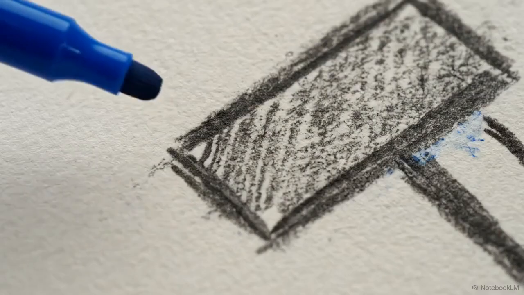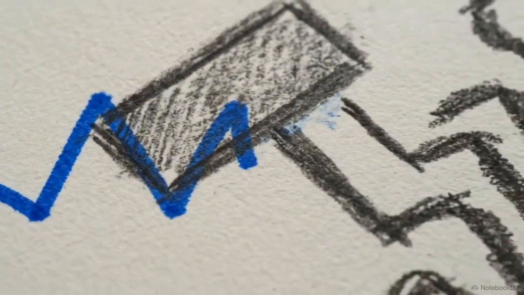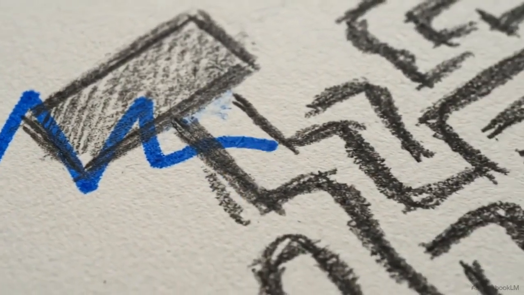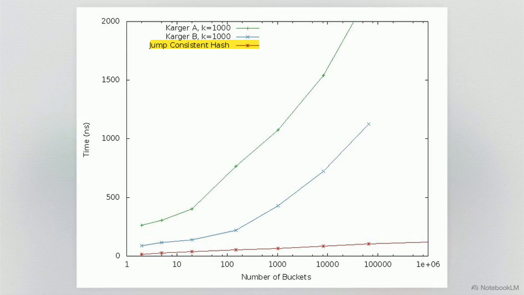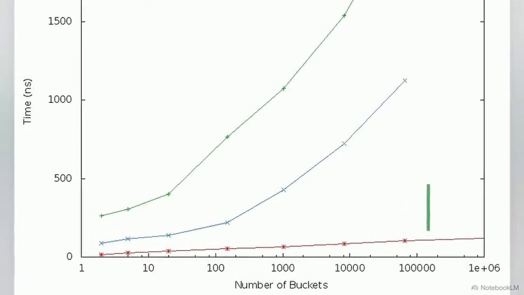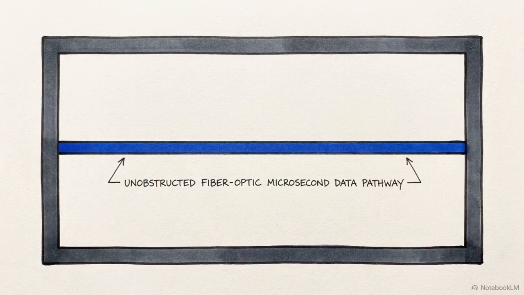The execution time spikes exponentially because the massive virtual node map is constantly missing the CPU's primary caches, forcing slow retrievals from main memory. Down at the bottom, the red line tracks jump consistent hash. Even as the system scales to 100,000 buckets, the execution time remains incredibly flat. Stripping away the memory overhead completely eliminates the hardware bottleneck, yielding sustained microsecond performance regardless of network size.